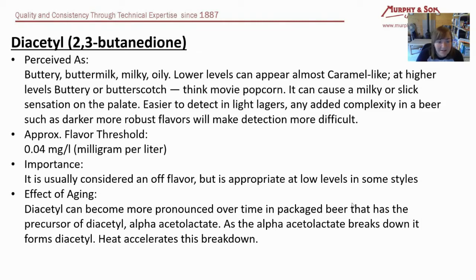It can become more prevalent during aging. So diacetyl can become more pronounced over time in packaged beer that has the precursor of diacetyl, alpha-acetolactate, in it. As the alpha-acetolactate breaks down, it forms diacetyl, and heat accelerates this process.